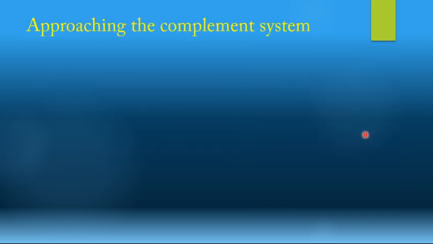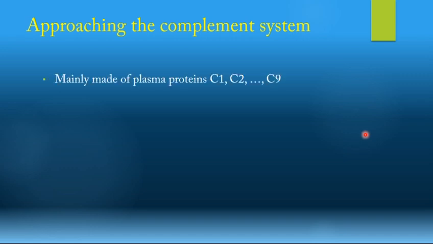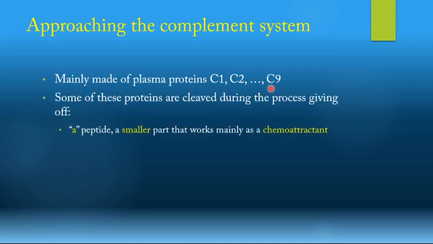Now, once we want to start to talk about the complement system, the first thing is how to refer to it. Referring to the complement system, we mainly use the plasma proteins that are responsible for the complement system, which are named C1, C2 through C6. All of these proteins, or most of the proteins, will go through a form of cleavage throughout the complement system.